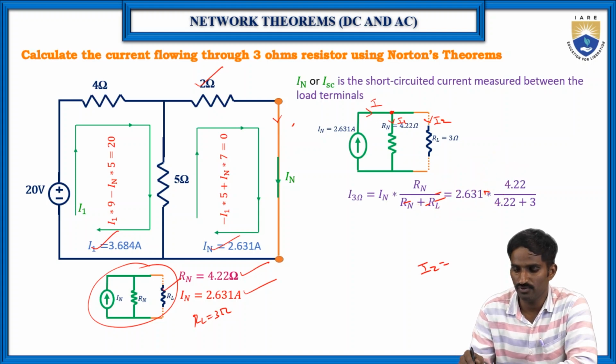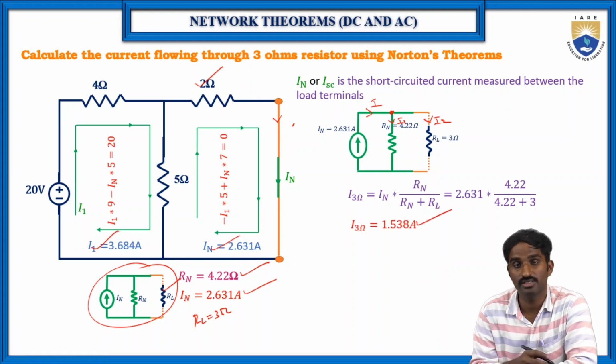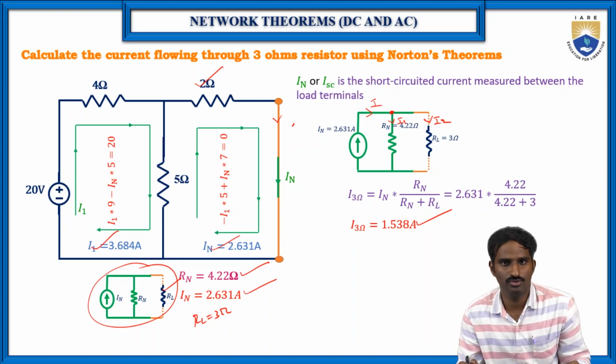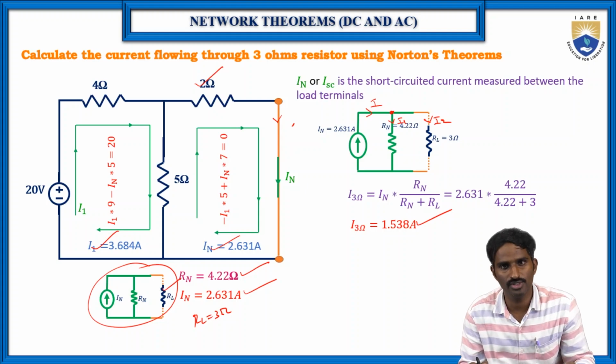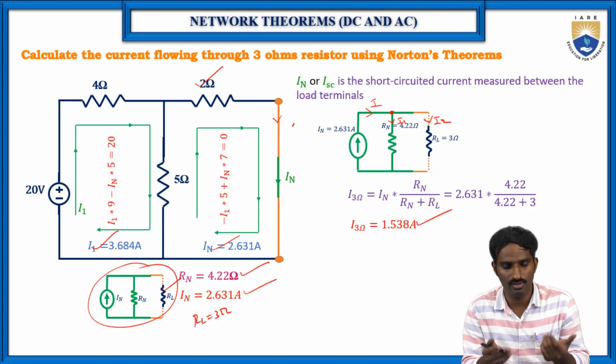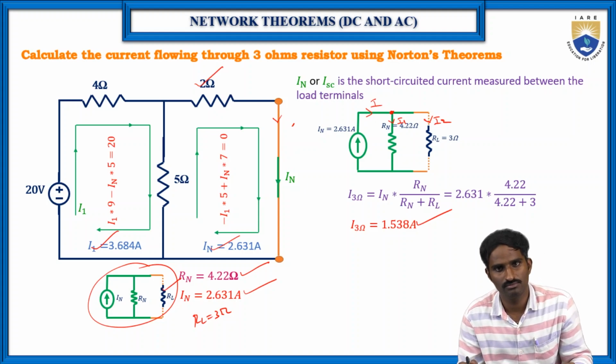Which is 1.538. Of course, by using Thevenin's theorem also we got the same value, because here we considered the same circuit. And our aim is to find the current flowing through the 3 ohms resistor. Of course, we followed different theorems, but our target is the same, to find the current flowing through the 3 ohms resistor. So whatever procedure we follow, we will get the same value, because the network is the same, and our target is also the same, that we need to find the current flowing through the 3 ohms resistor.